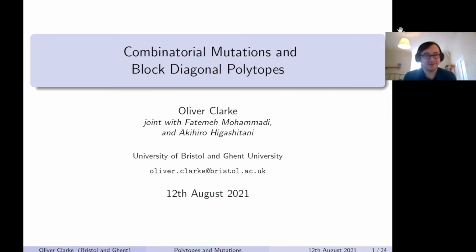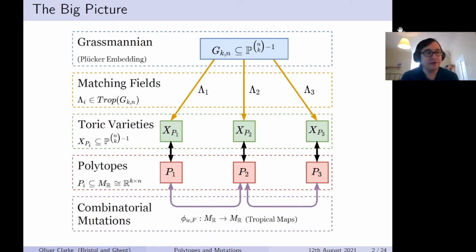Today I'd like to talk about some recent joint work with Fatemeh Mohammadi, my supervisor, and Akihiro Higashitani. So this will be about matching field polytopes, combinatorial mutations. If these are all very new words to you, I'd like to give you a big picture overview of what this research is about.